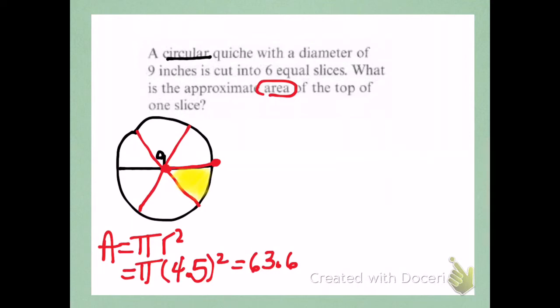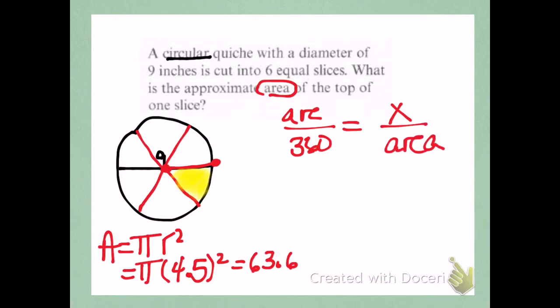Now I want to find the area of one slice. So if I want to do my degree, I'll do my arc degree over 360 equals x over the area. So I know that my arc degree is going to be 360. I've divided it into 6 pieces, so I want to divide it by 6. So that's going to give me 60.